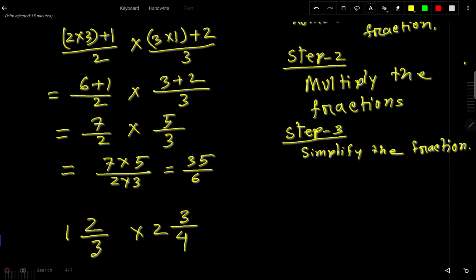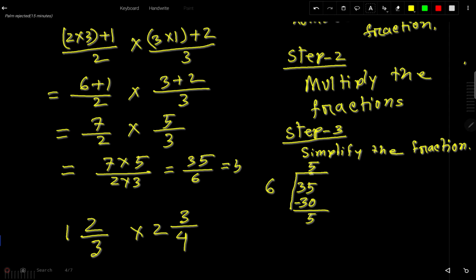So how to do that? We have to apply the long division method, right? We have to divide 35 by 6. 6 goes into 35 how many times? 5 times. 5 times 6 is 30. Then if you subtract, we have 5. So 5 is the remainder, and here 5 is the whole number.